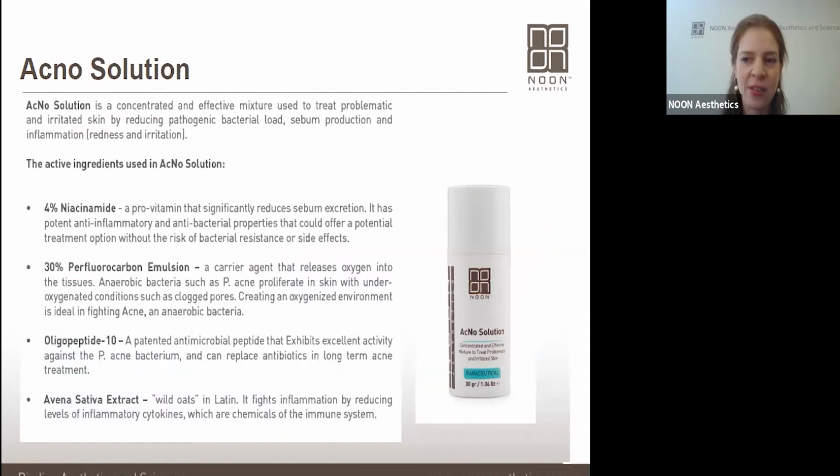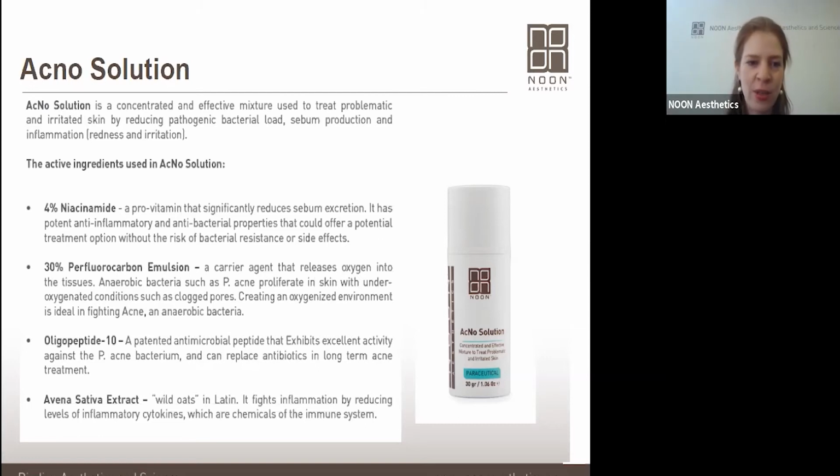First, we have the acne solution. Here in Israel, when I go to my clients, I call him Little Magic because he's wonderful. What we have here in the acne solution is first 4% of niacinamide. Niacinamide is a provitamin that helps us to decrease sebum secretion, and it can also work on the skin for the long term, which is very, very important, so that the skin won't get used to it, that it won't be resistant to it.